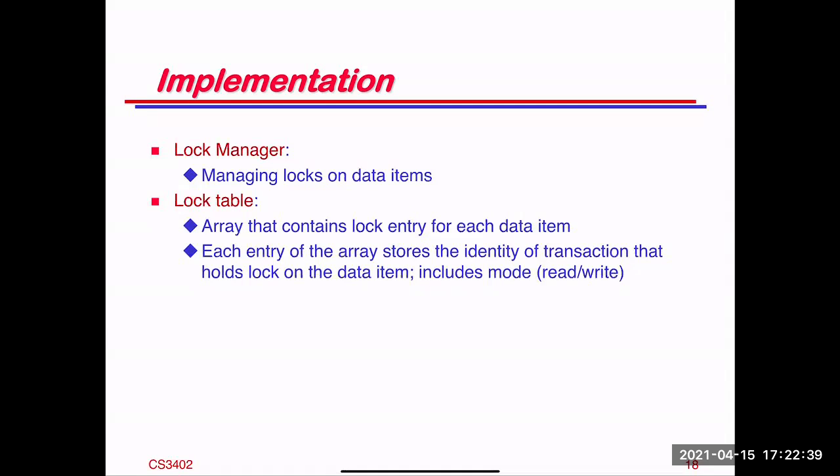Okay, so what's a lock table? Well, it's just an array that contains a lock entry for each data item. And each entry of the array stores the identity of the transaction that currently holds a lock on the data item. So for most items, that will just be null. And also, apart from the transaction ID, this will also need to include the mode, meaning whether it is a write lock or a read lock.